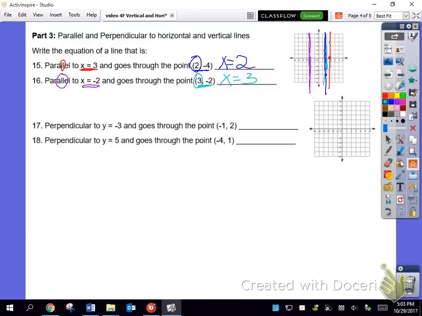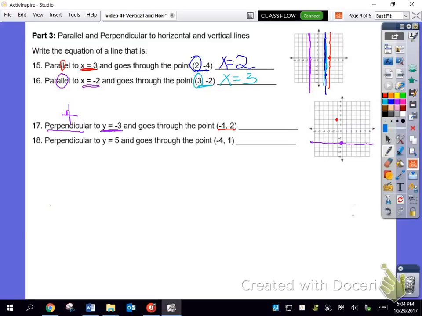On 17 and 18, it doesn't want parallel, it wants perpendicular. Now perpendicular means they intersect to make 90-degree angles, okay? So I want it perpendicular to y equals -3. So I'm going to go to the y-axis, go to -3, and it's going to cut through the y-axis at -3. And I also want it to go through the point -1, 2. So -1, 2. So I want one that's perpendicular.